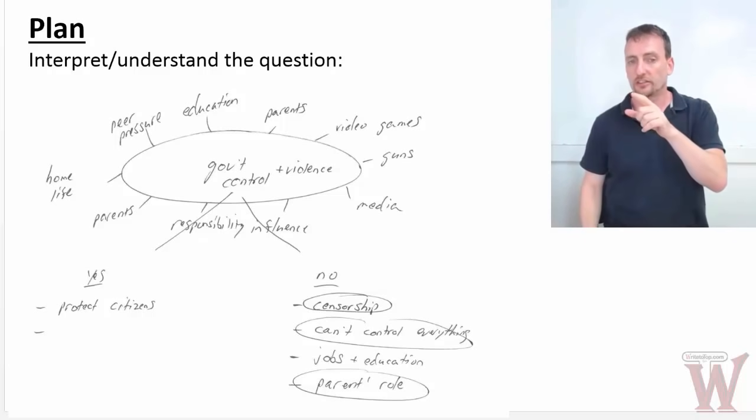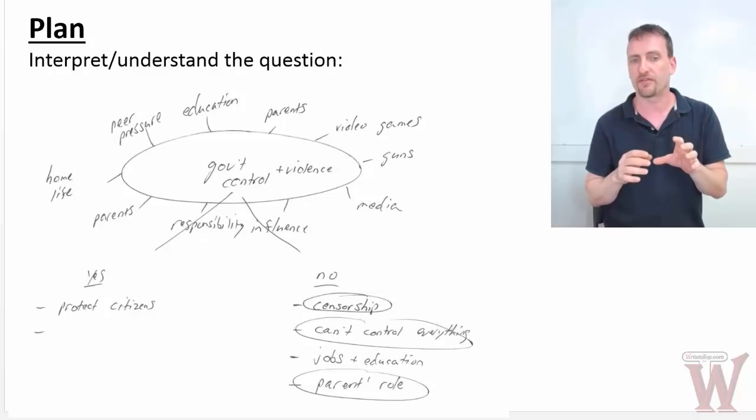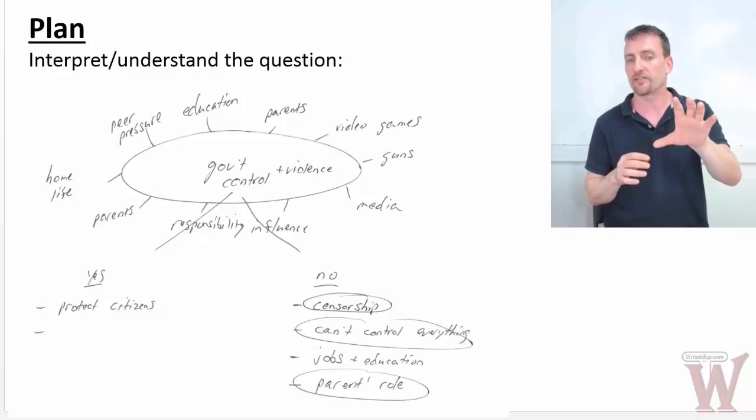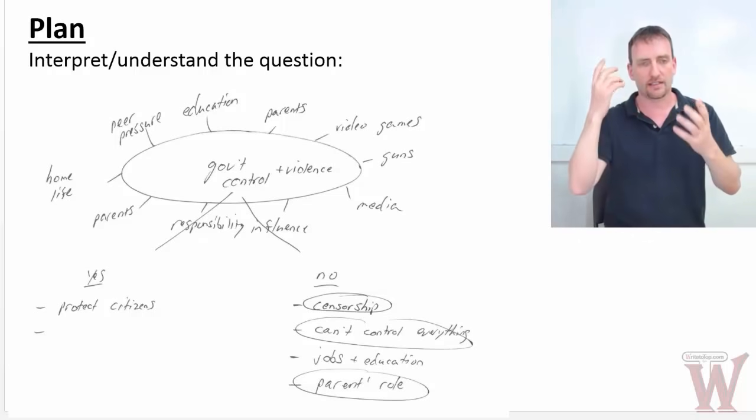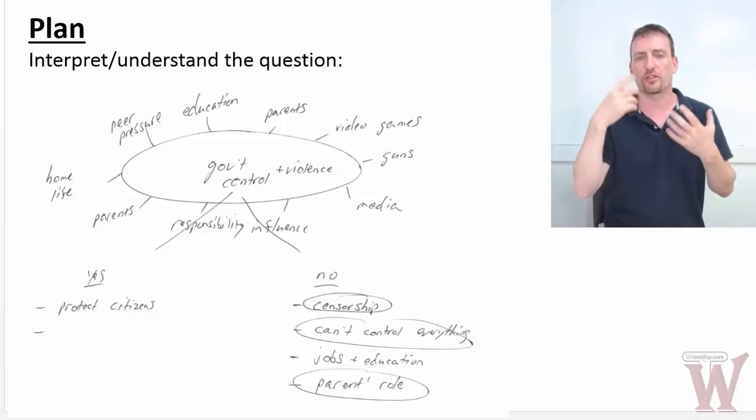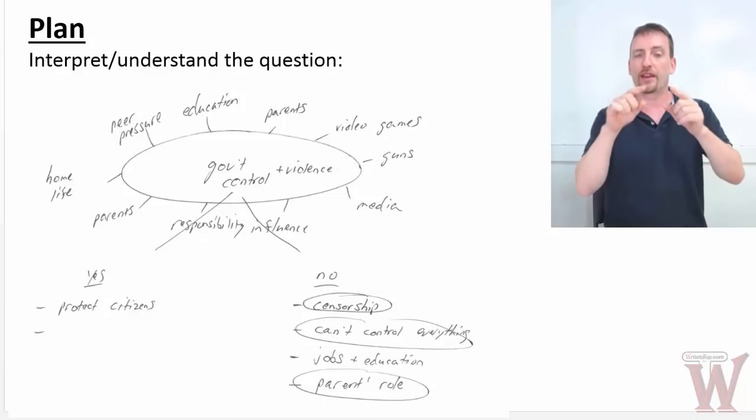I like to make a circle. I like to put my main topic, my general topic in the middle. If there's a subtopic, for example, violence, my main topic is government control. My subtopic is violence, so I put that in the middle. I take a minute or so, I think about words or ideas that I can think about, and I write them around the circle. And then I go to my actual question.